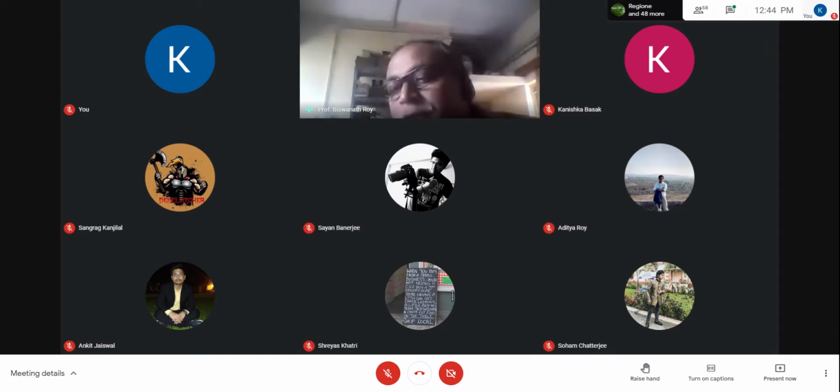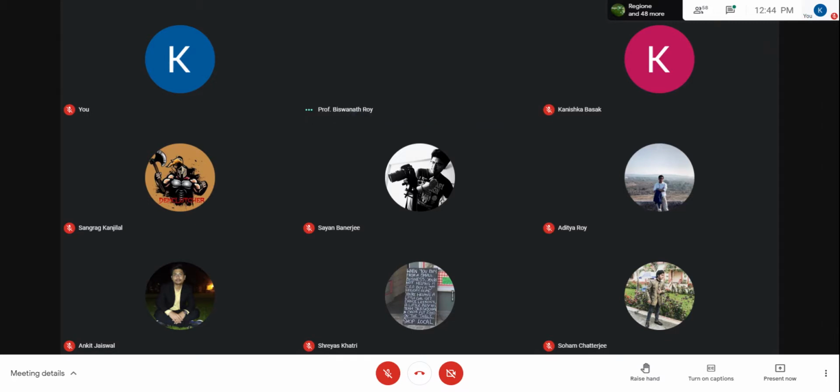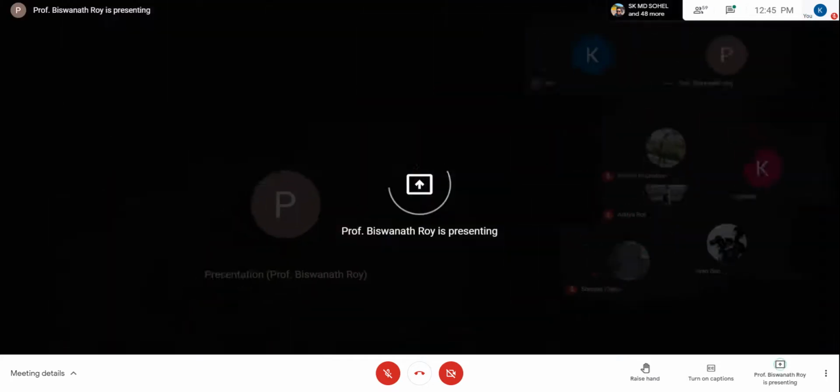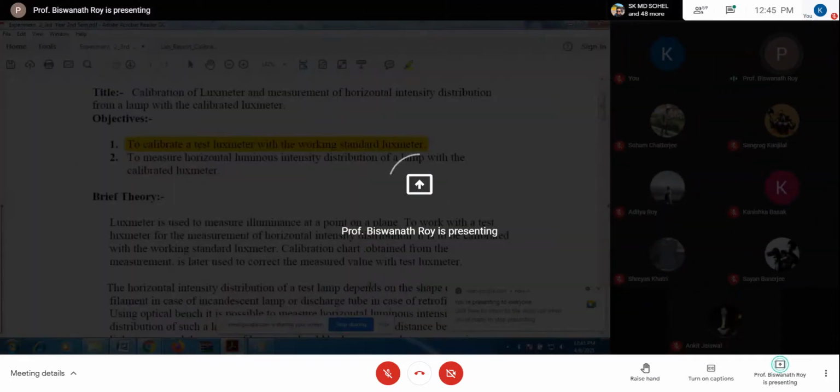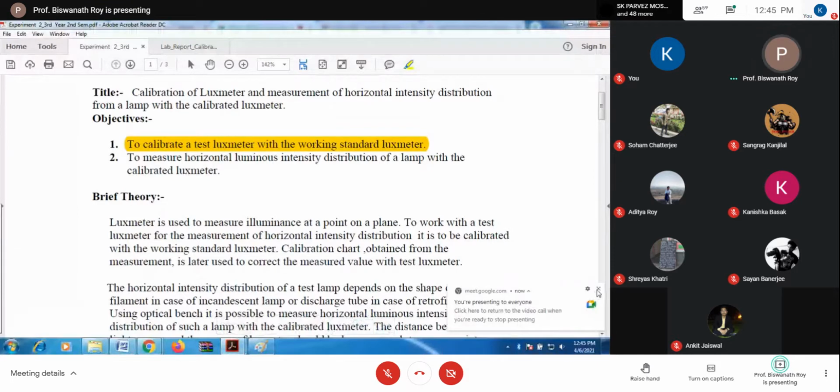Okay, I'm going to the next part. So what is the next part? The next part is to measure the horizontal luminous intensity distribution of a lamp by the calibrated lux meter.